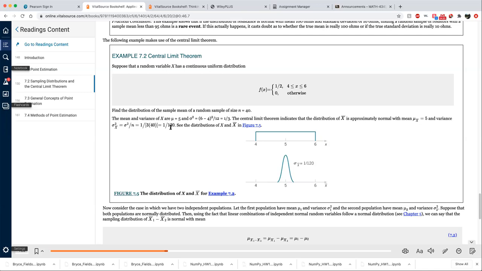Now, by the central limit theorem, the probability distribution of the sample mean is called the sampling distribution of the sample mean, right? So the sampling distribution of the sample mean is going to be approximately a normal distribution. You see the graph right there. This is the sampling distribution of the sample mean for this problem, and mu x bar is 5, and the standard deviation sigma x bar is the square root of 1 over 120. I think the one on the slide is just a typo, right?